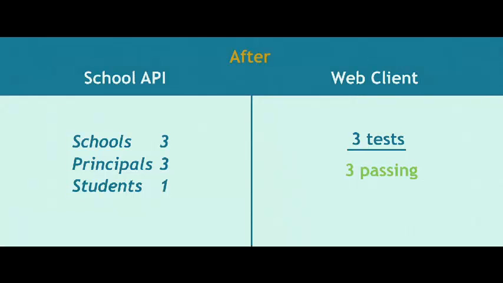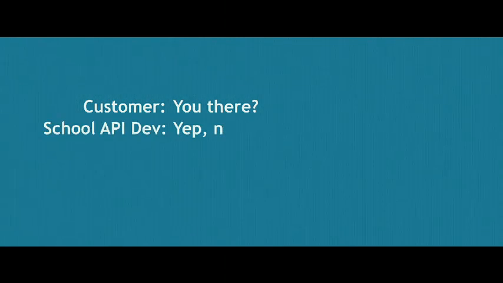And then the customer chimes in again. They always are chiming in. And the customer says, "You there? School API dev." "Yep, what's up? You need something?" The customer: "I forgot to tell you, the student emails have to be unique." We'll say, "Not a problem. We could do that."